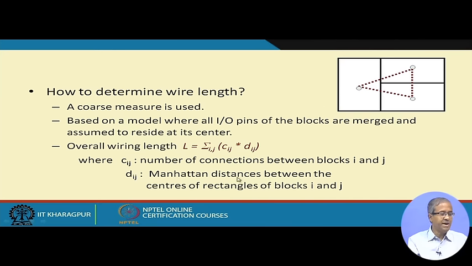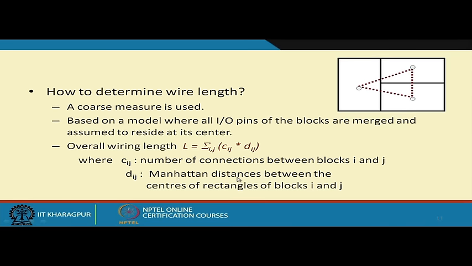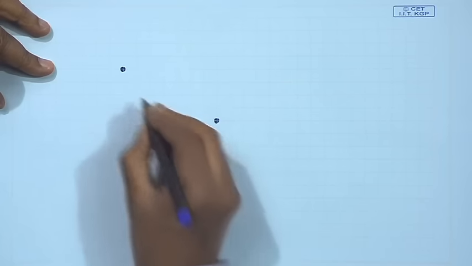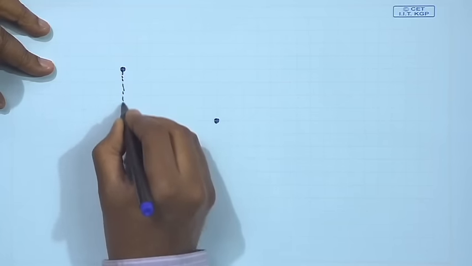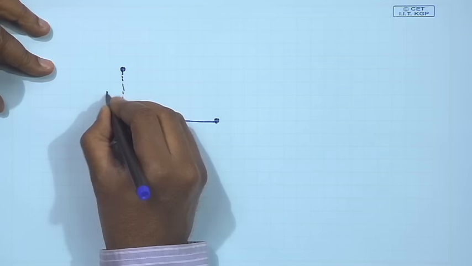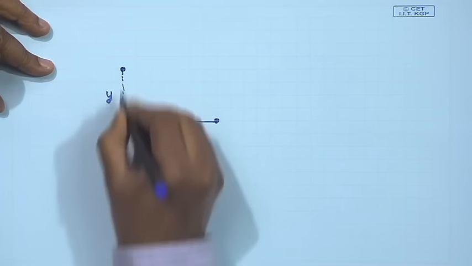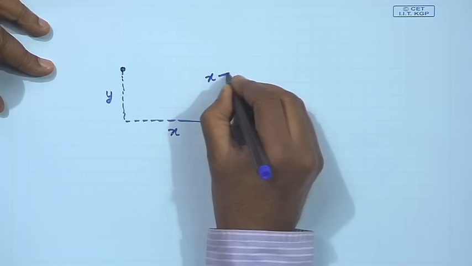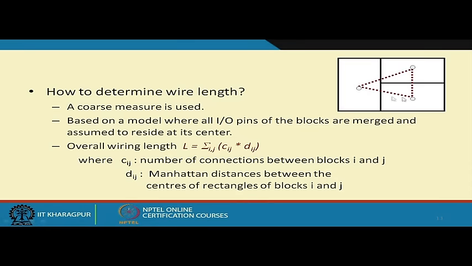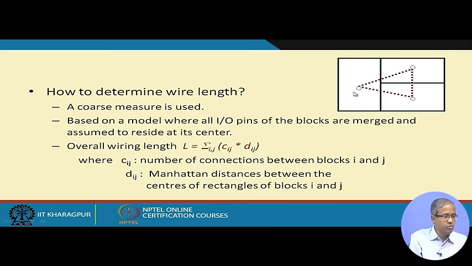Distance I am calculating as the Manhattan distance. So, what is Manhattan distance? Suppose I want to connect this point with this point, Manhattan distance means you go vertically, then you go horizontally. So, this y plus x, Manhattan distance is this x plus y. You can easily calculate the Manhattan distance given the coordinates of these points, and the number of interconnection wires you know. So, in this way you can have a very coarse estimate across every pair of blocks.